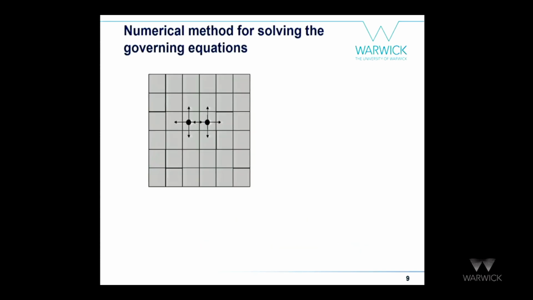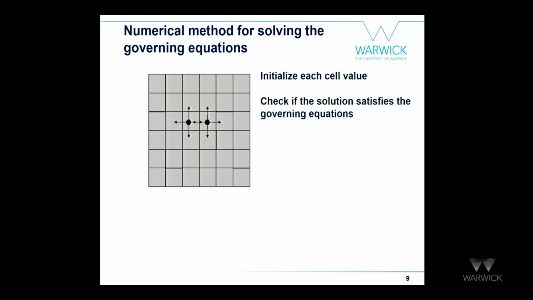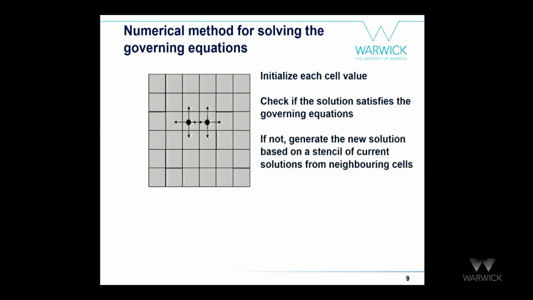We said that we are going to use a numerical method to find the numerical solutions to the governing equations. So let's look at the general steps in a numerical method. Actually, the idea is very simple. We first generate the initial solution for each cell. Then we check whether the current solution satisfies the governing equations. If it does, we have found the satisfactory solution. If not, we generate new solutions based on the current solutions, then check again whether the new solutions satisfy the governing equations.